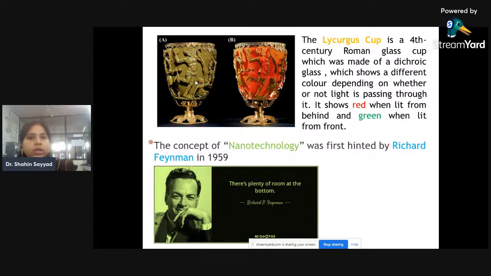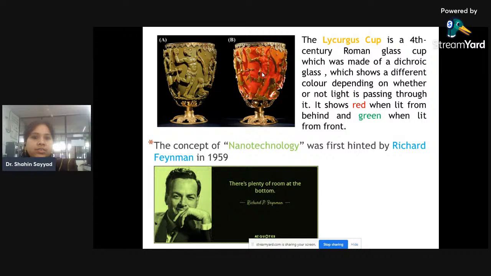It is quite different from dispersion. In this way, the particular visible light is dispersed in a particular wavelength, not all wavelengths. At that time, the fabrication was unclear. We just saw a magic: it is green in color, and whenever light is incident on it from outside or from inside, it shows the red color. So it was a magic at that time.